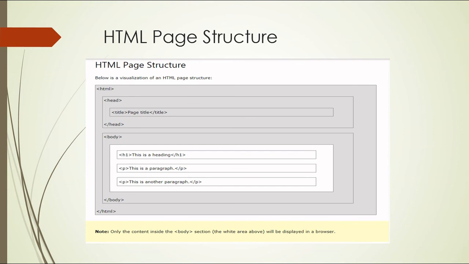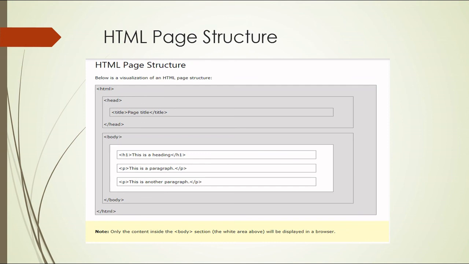Now, the body element. This element encloses elements like the headers H1 to H6, paragraph, which is P, img, which is image, B, which is for bold, I, which is for italic, and a lot more. Now, what is H1? This element defines a heading. P, this element defines a paragraph.